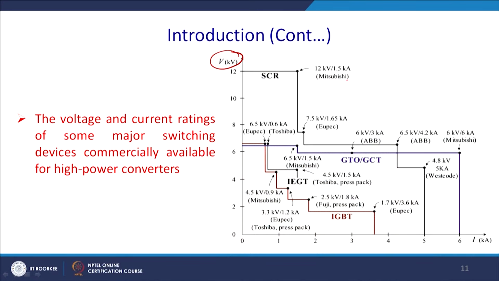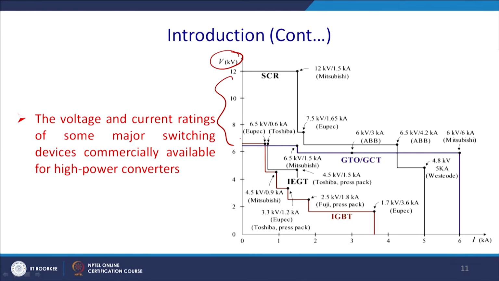but it is a half control device. You can turn it on, but turn off has to have a complicated process. So, for this reason we have the GTO, where both turn on and turn off can be controlled, but the problem lies in the rating: the GTO rating is half of the rating of the thyristor.